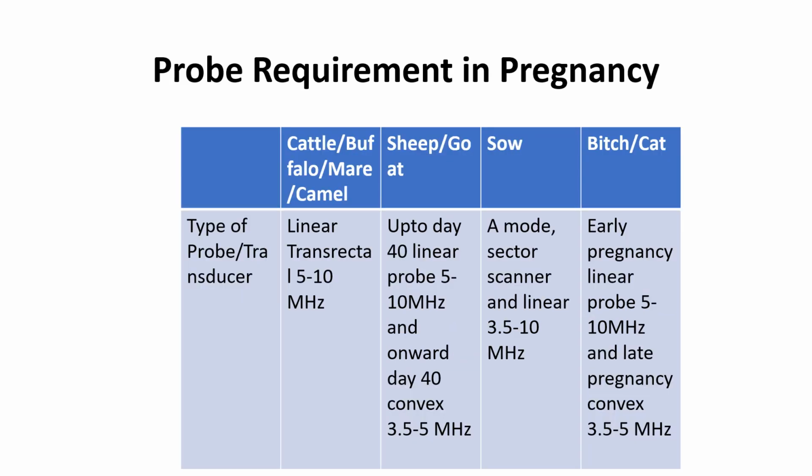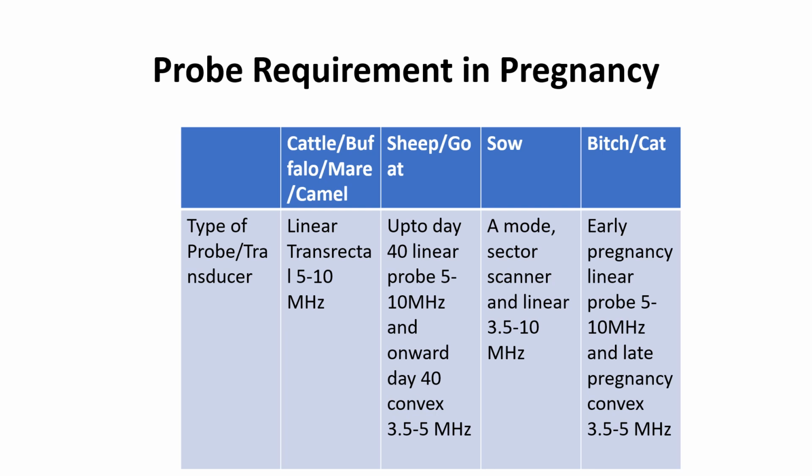What type of probe do you use in different animals and at different stages of pregnancy? In cattle, buffalo, mare, camel, as they are large animals, you use the linear transrectal probe, and that is mostly 5 to 10 megahertz in frequency. In sheep and goat, up to 40 days, you use the linear probe, that is 5 to 10 megahertz, and onward from day 40 you use the convex probe, that is 3.5 to 5 megahertz.